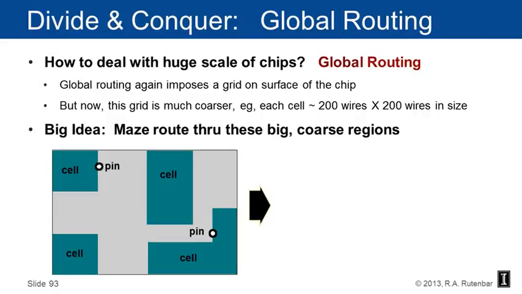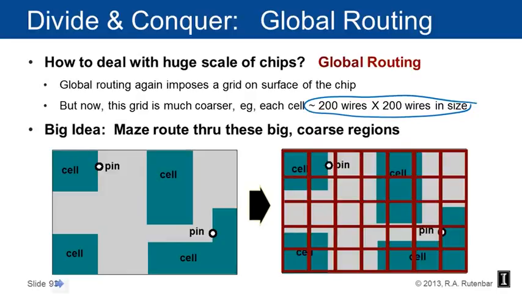And global routing is, again, a grid-based maze routing kind of a thing. And so we have a grid on which we run a certain kind of a maze router. But the thing that's different is that the grid is not a one wire per cell grid. The grid is now very coarse. So the grid might be a set of boxes on the surface of the chip that are maybe 200 wires by 200 wires in size. So the grid is extremely coarse.